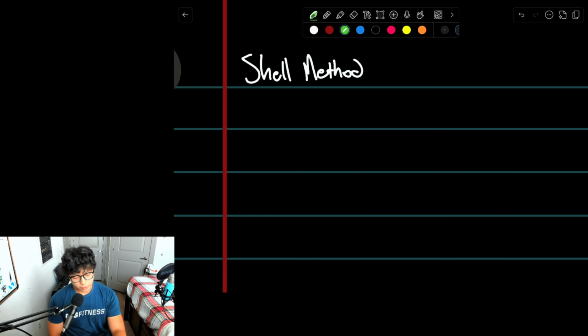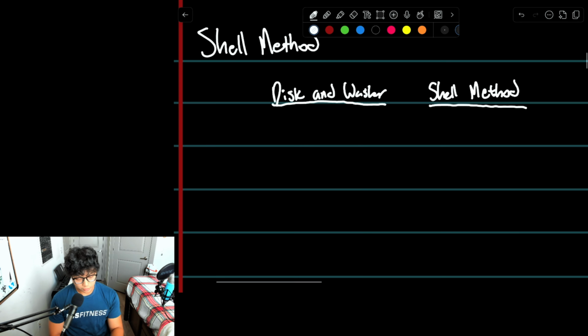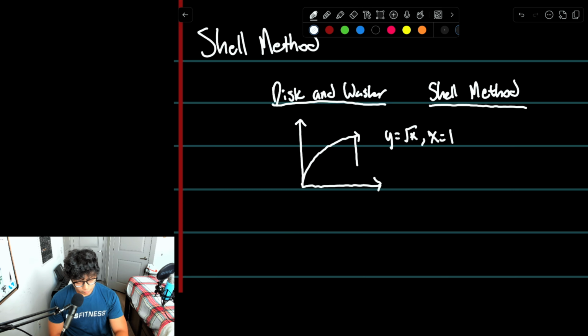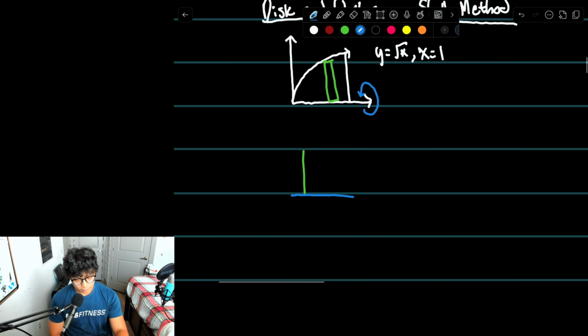So again, before we start the shell method, let's see the difference between using disk and washer and the shell method. With disk and washer, I want you to remember that, and let's use y equals the square root of x as our graph bounded by x equals 1. Our rectangle that we draw is going to be perpendicular to our axis of rotation. So notice here that our rectangle is upward like this, and our axis of rotation, which is x, is going to be like this, which has a perpendicular cross section.